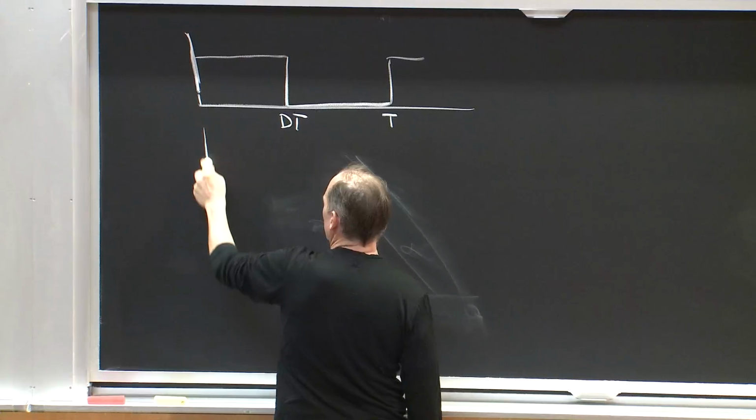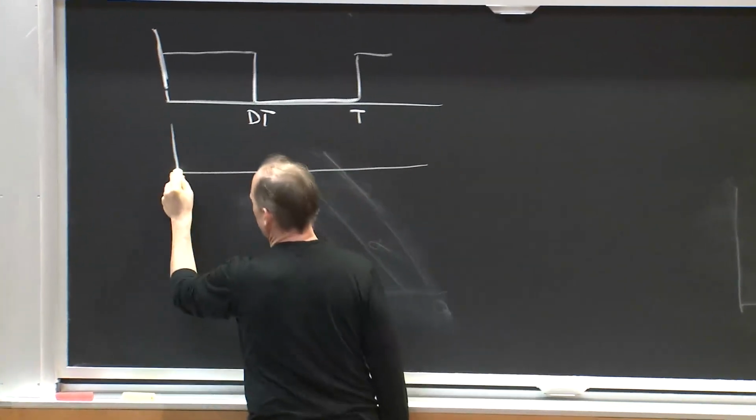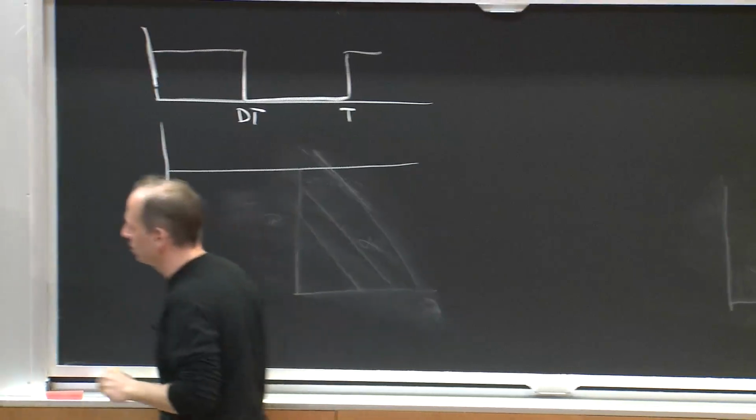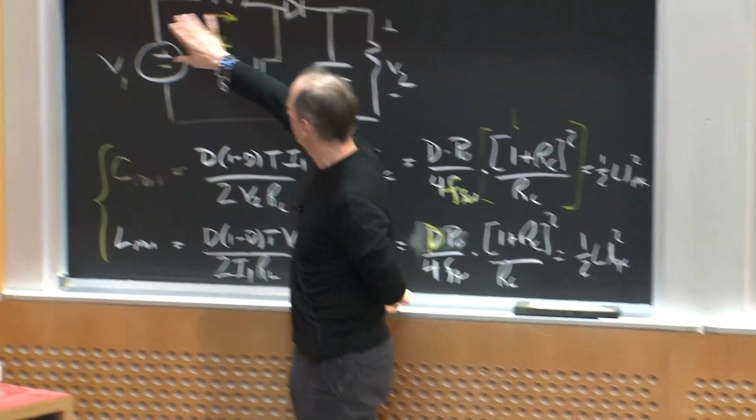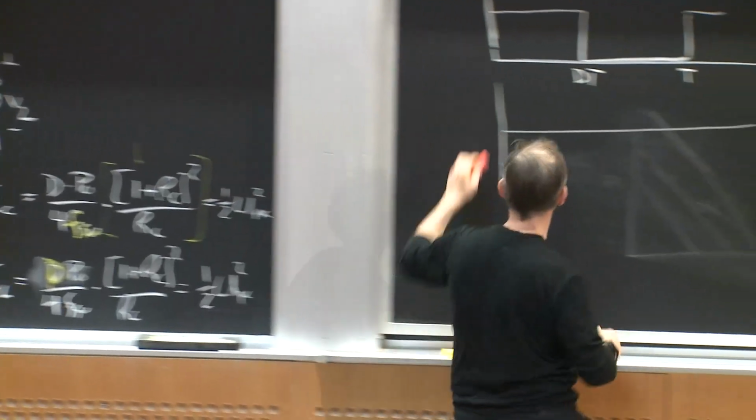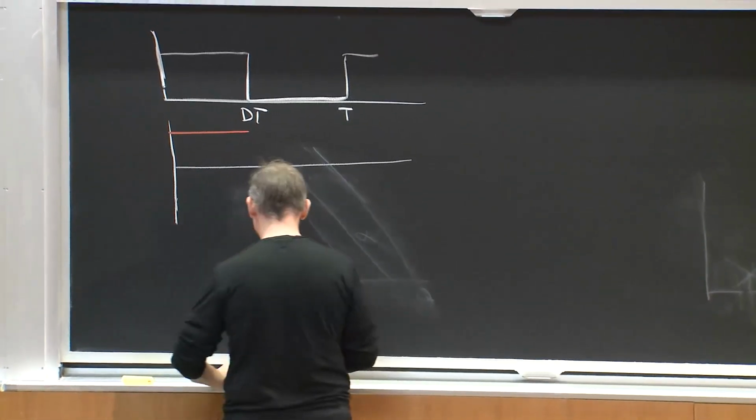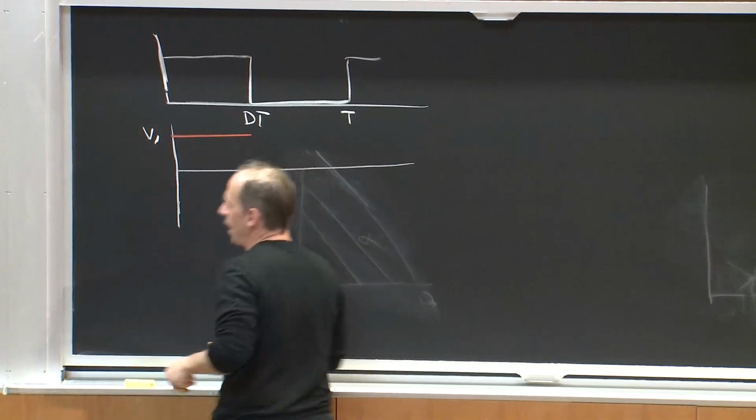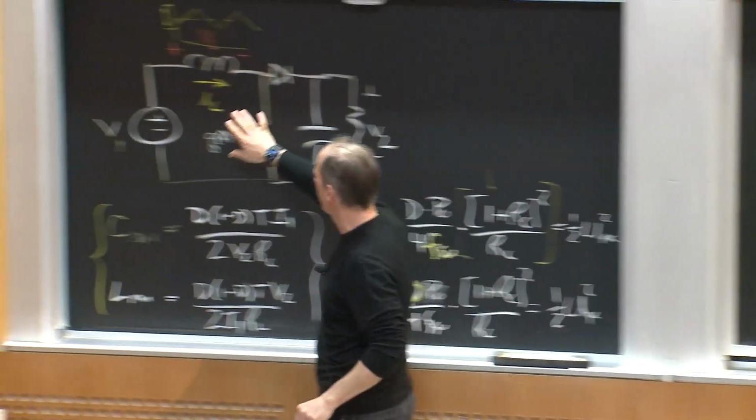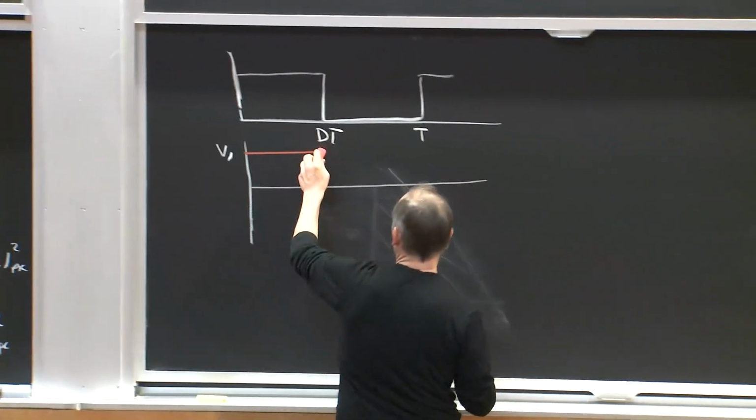And then I can say, okay, well, what does my inductor voltage do during that time? Okay? Well, my inductor voltage is positive at V1 when I turn the switch on. Okay? So it looks like this at value V1. And then when I turn the switch off, I have V1 minus V2 across it, and I get some negative voltage.